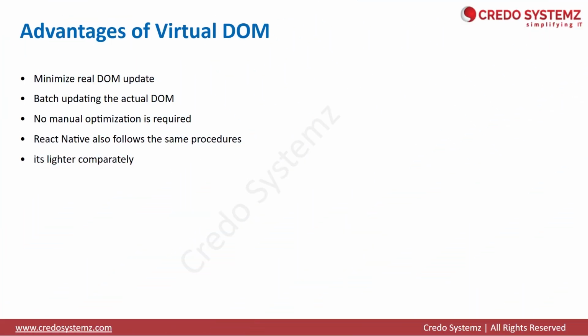So what are the advantages? Here we'll discuss the advantages a little more. First and foremost, it minimizes real DOM updates, so the performance will be better. Batch update happens on the actual DOM, because of which I avoid a number of re-renders. We don't have to do any manual optimization for this kind of rendering process. That is automatically taken care of by React itself. Virtual DOM takes care of it. We don't have to do anything.